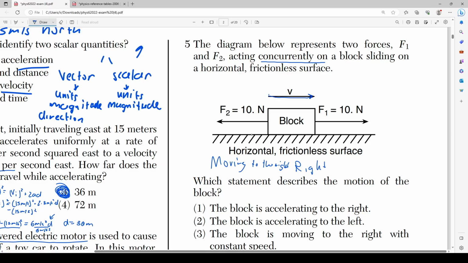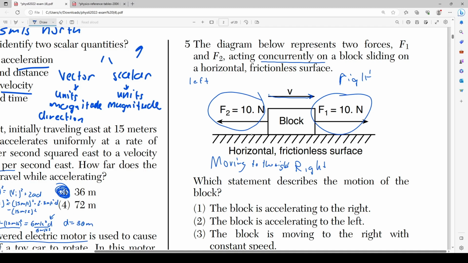Now that I know which way it's moving, I need to look at what forces are acting on it. Over here I can see that there's a force of 10 newtons acting toward the left, and a force of 10 newtons acting on the right. So they're acting in opposite directions.